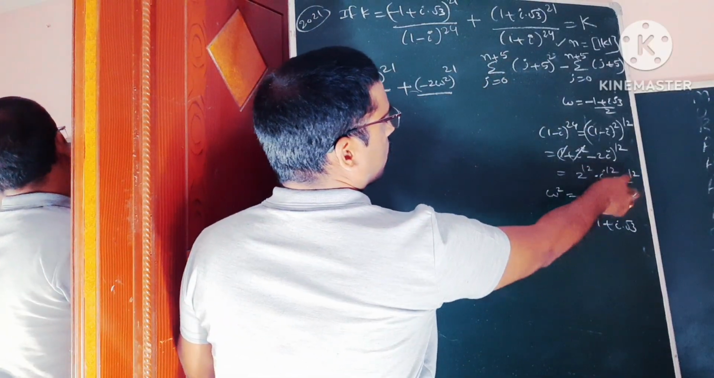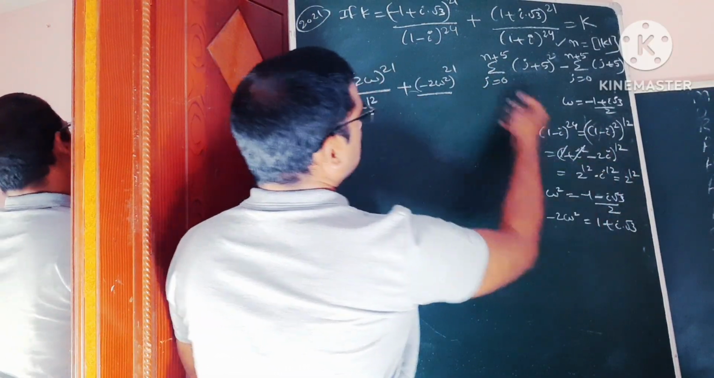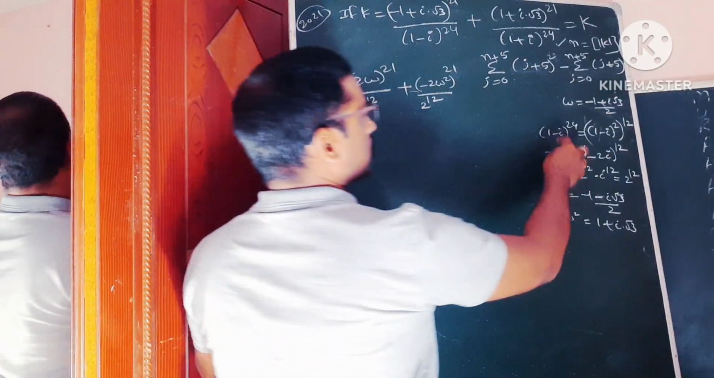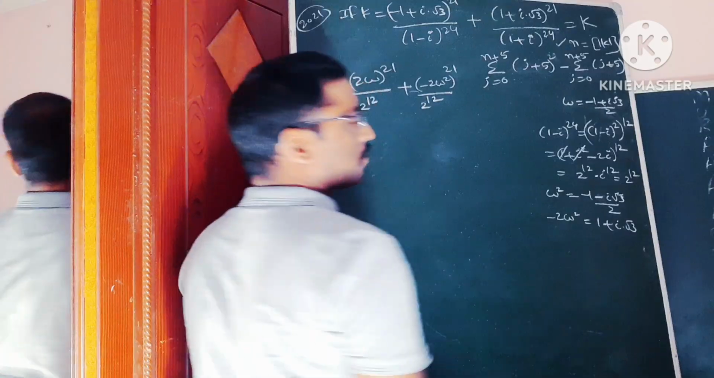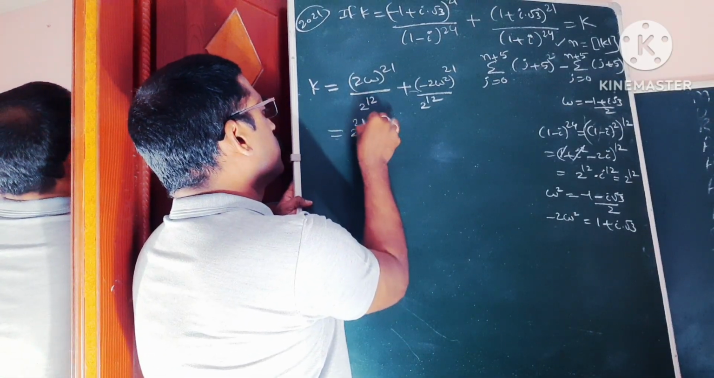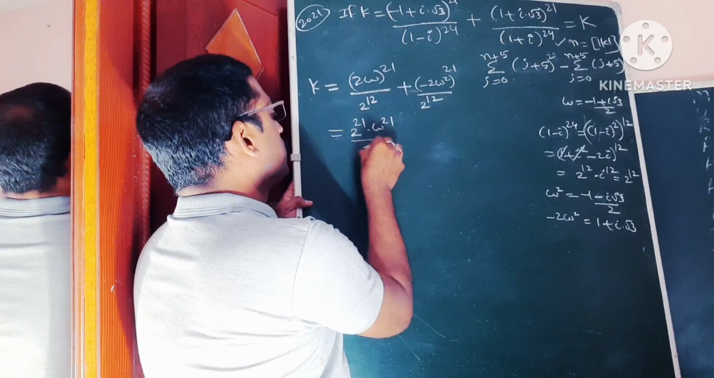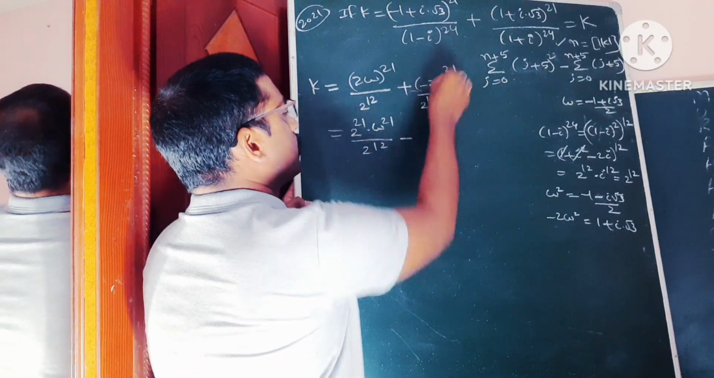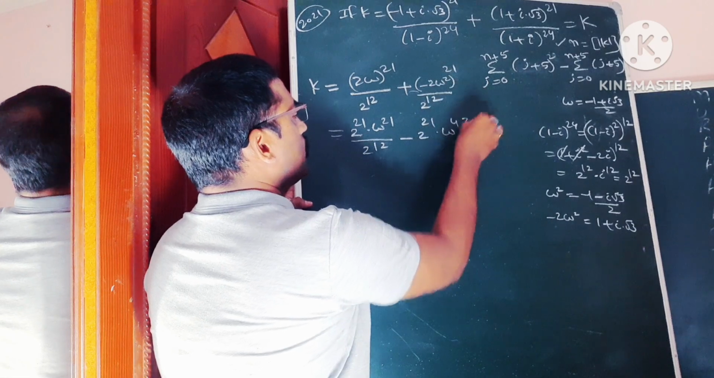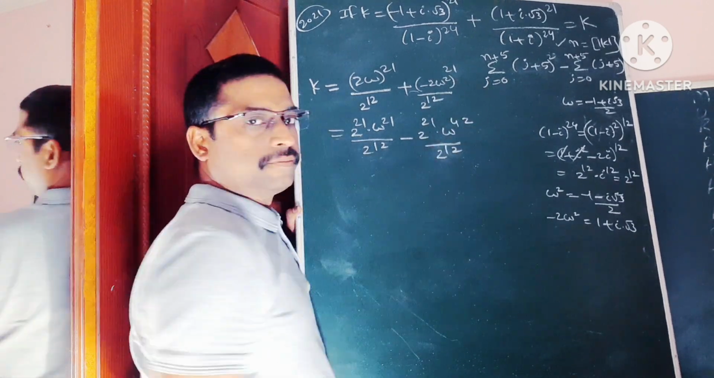So same as what we get here? Same 2 to the power 12. So in the middle, plus here, we get plus 2 to the power 12. What we get here? 2 to the power 21 into omega power 21 by 2 to the power 12, and here minus 2 to the power 21 into omega power 42 by 2 to the power 12.